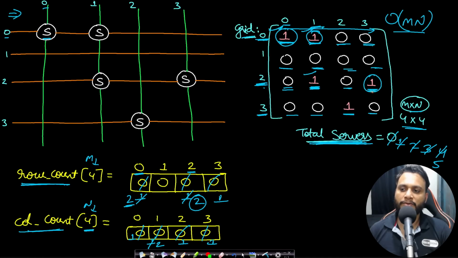And if you look at the next one, which is at 2, 3, then this is at row 2. So this will also be communicating, right? This will also be communicating. So there is no problem.